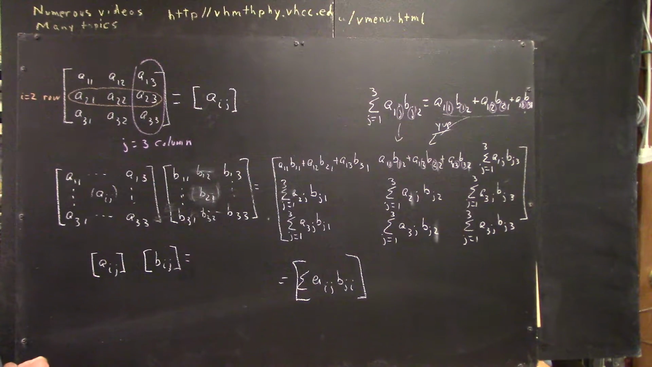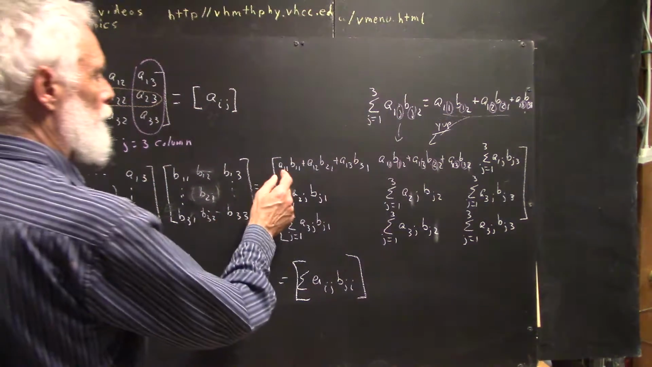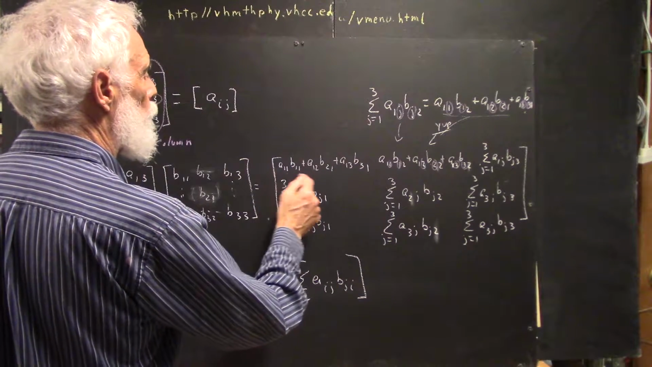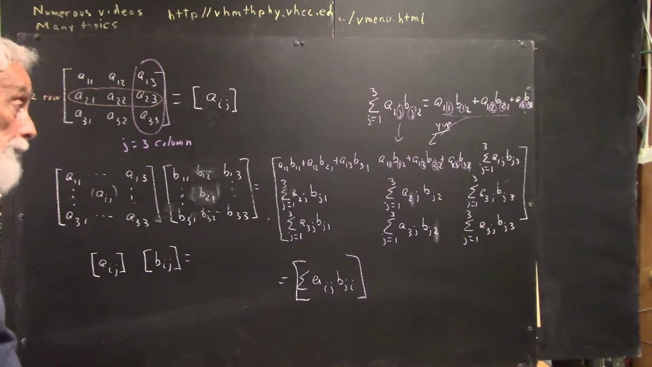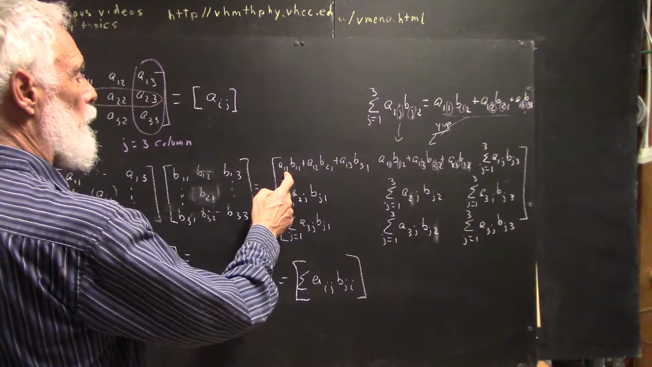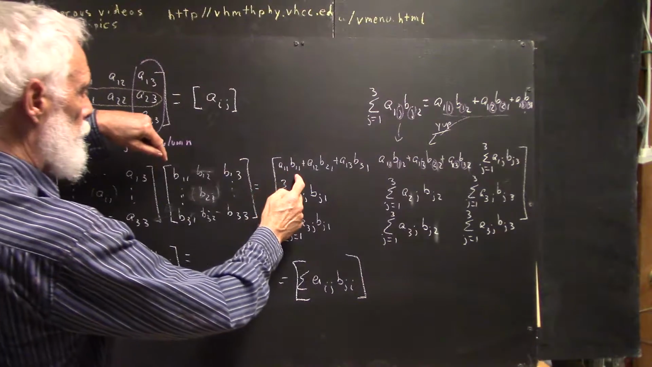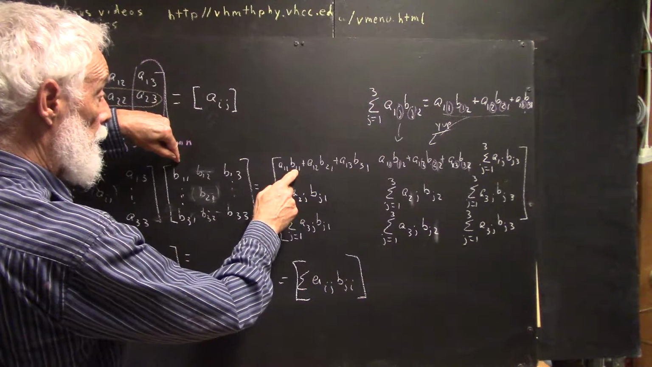And the middle of these 4 indices, the second index of A and the first index of B, have to match, because the 1 here says we're taking the first number in this row, and the 1 here says we're taking the first number in this column.